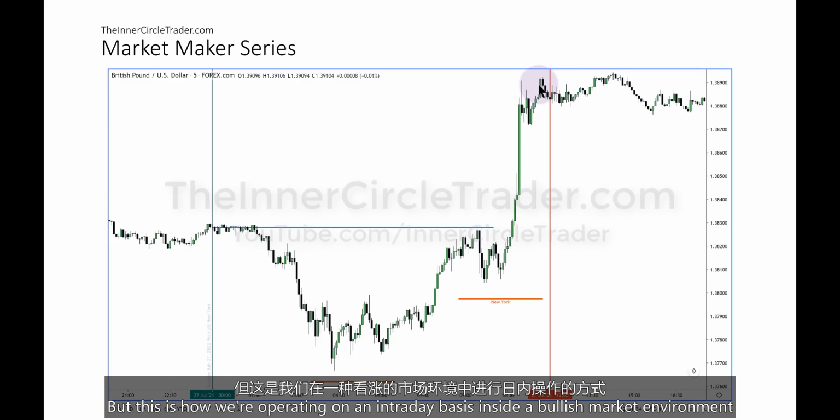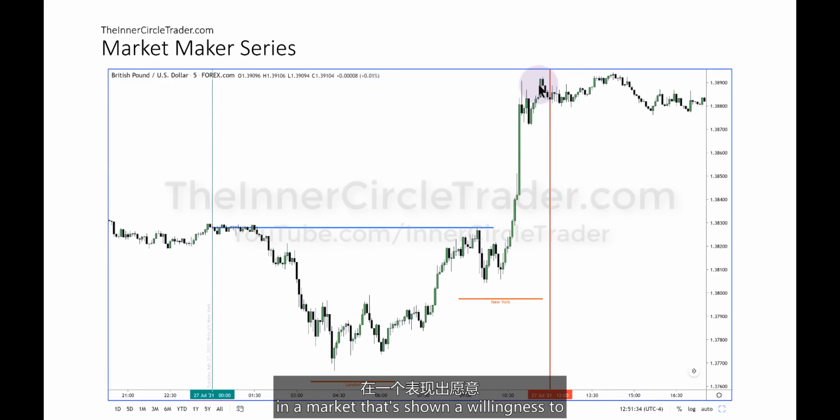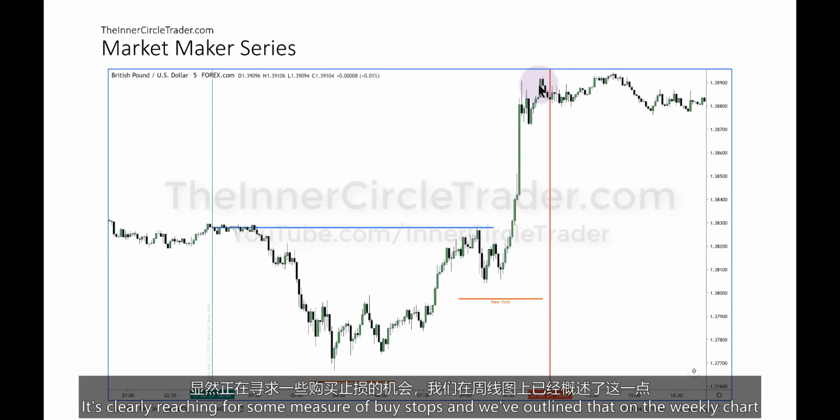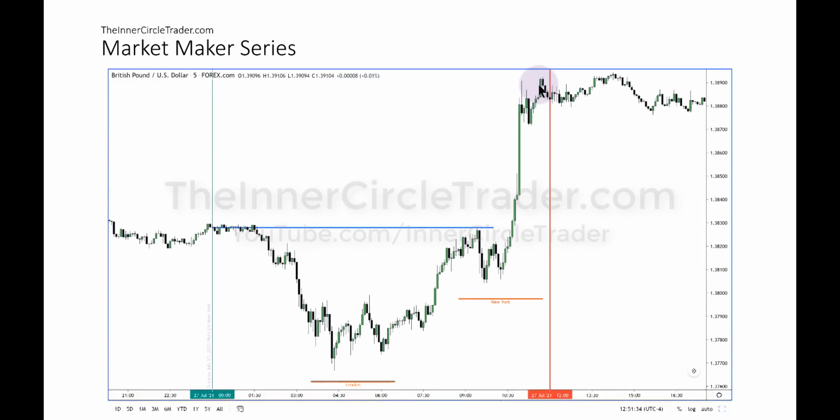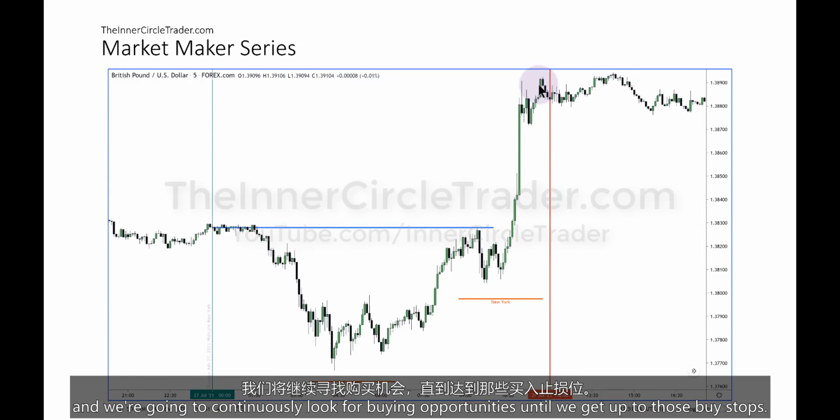But this is how we're operating on an intraday basis inside a bullish market environment, in a market that's shown a willingness to be bullish because of SMT below the sell-side liquidity pool in the daily chart. It's wanting to go higher. It's clearly reaching for some measure of buy stops, and we've outlined that on the weekly chart. We're going to continuously look for buying opportunities until we get up to those buy stops.